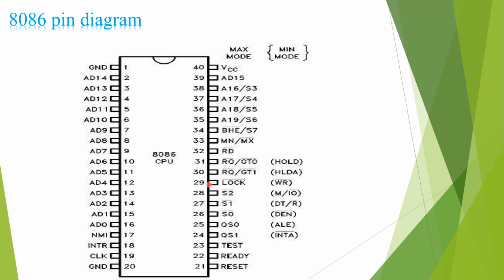After that, RQ/GT1 and RQ/GT0. Here pins 30 and 31. These are request grant signals used by the processor requesting the CPU to release the system bus. When the signal is received by the CPU, it sends an acknowledgement. RQ/GT0 has a higher priority than RQ/GT1.